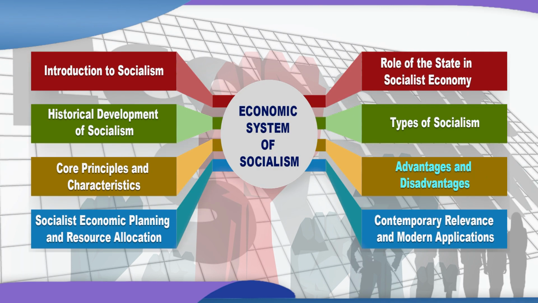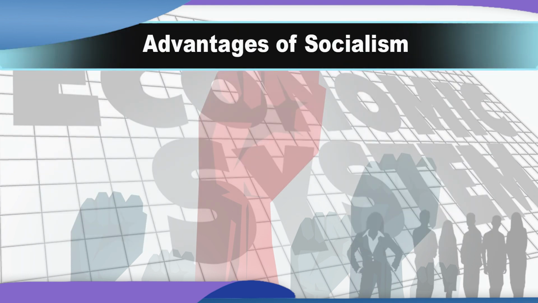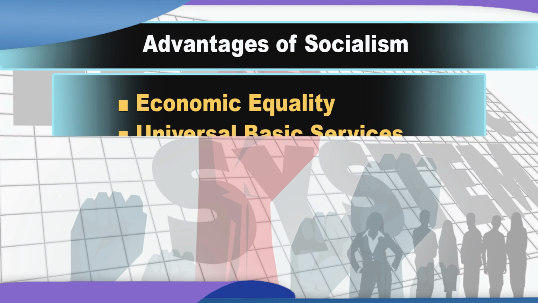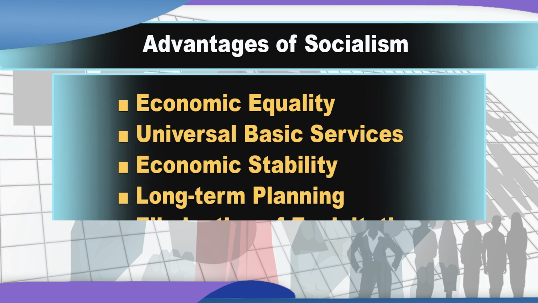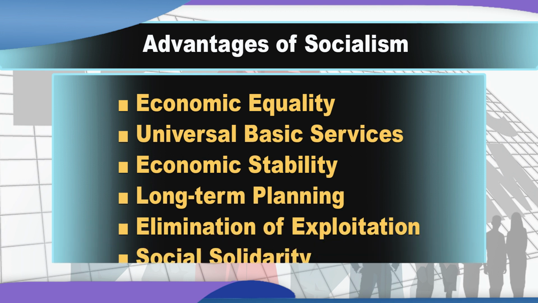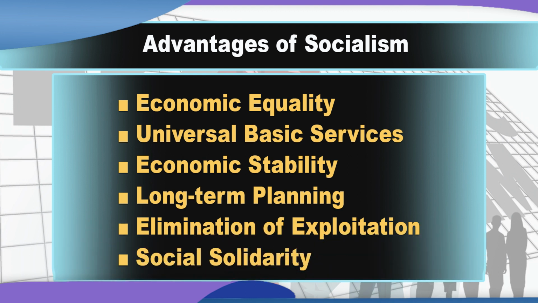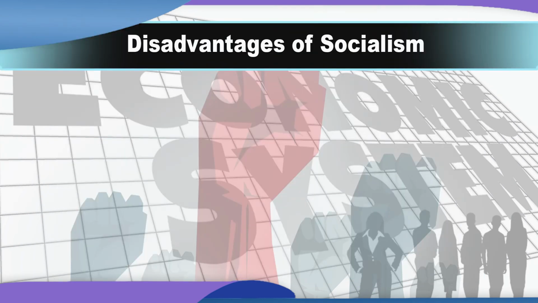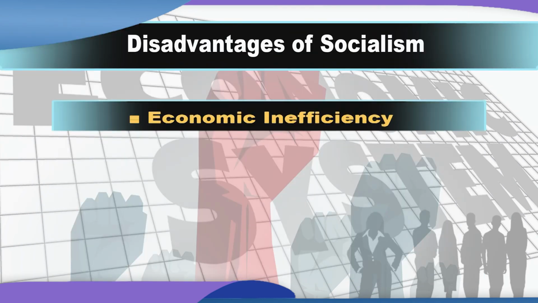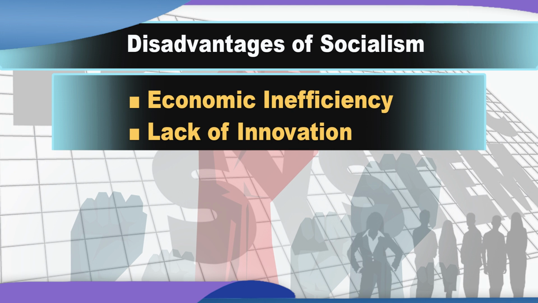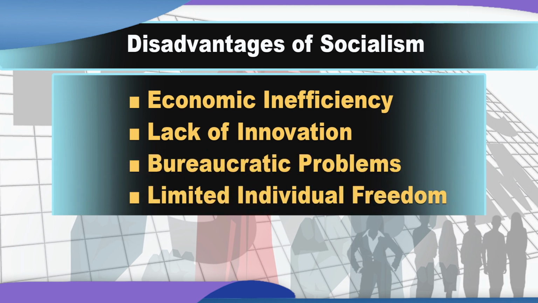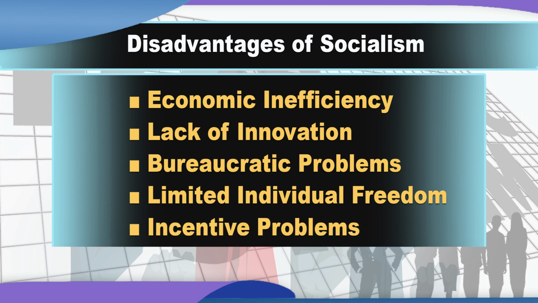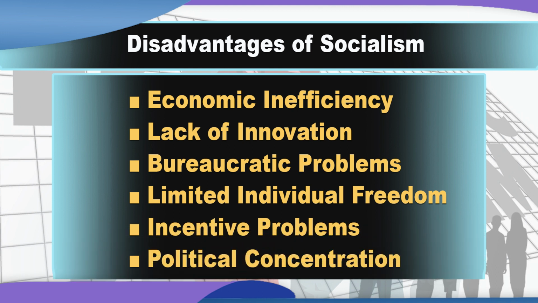Let us now look at the advantages and disadvantages of socialism. Among the advantages, we have economic equality, universal basic services, economic stability, long-term planning, elimination of exploitation, social solidarity, and so on. But there are also some disadvantages of socialism, such as economic inefficiency, lack of innovation, bureaucratic problems, limited individual freedom, incentive problems, and political concentration.